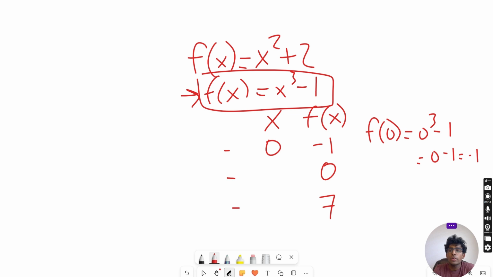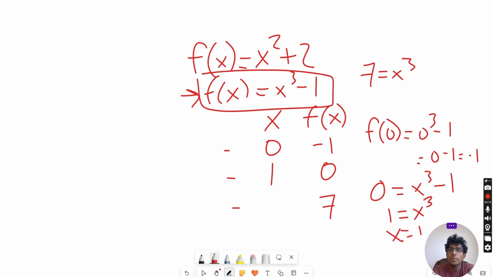For this one, we're given an f of x of 0, so 0 is our y value, and we have x cubed minus 1. Add 1 to both sides, we get 1 is equal to x cubed, so x is 1. 1 would fit here. And then here we have another output, 7: 7 equals x cubed minus 1. Add 1 to both sides to get 8 equals x cubed. x would be 2. So that would be how you fill out this table. And then obviously to graph, you guys know how to do that.